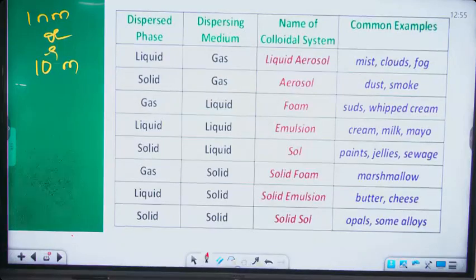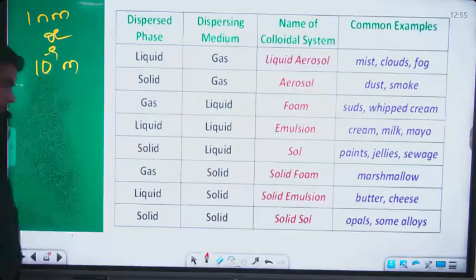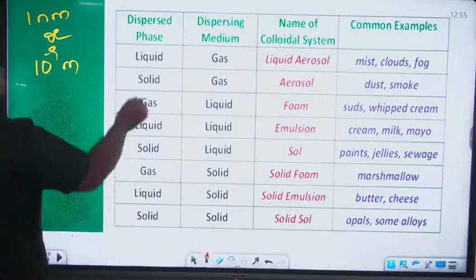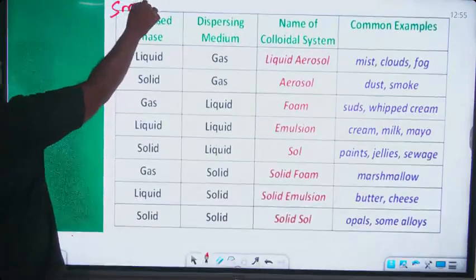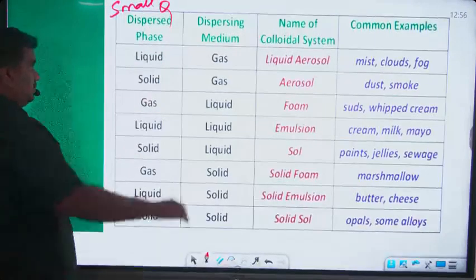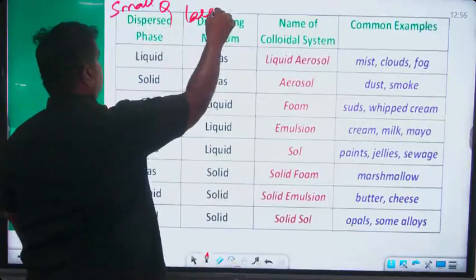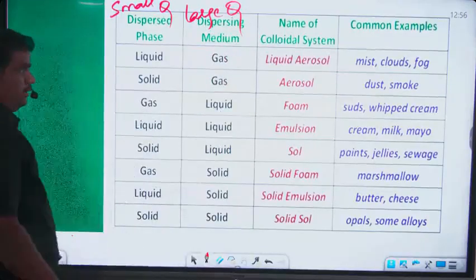So here I didn't use the word solvent. We said dispersed phase, and likewise dispersed medium. So dispersed phase in the sense this is present in small quantity, and dispersed medium in the sense this is present in large quantity.